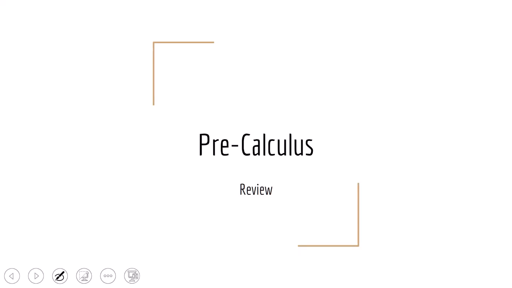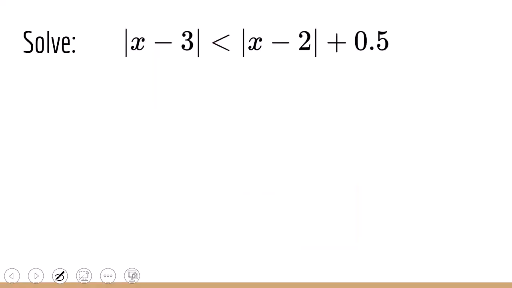For our last video on precalculus, we're going to do a review by going through a series of questions and how you might approach solving them. So our first question here is an inequality, and we have the absolute signs. One thing that makes this tricky is that we have absolute signs on both sides of the inequality already.